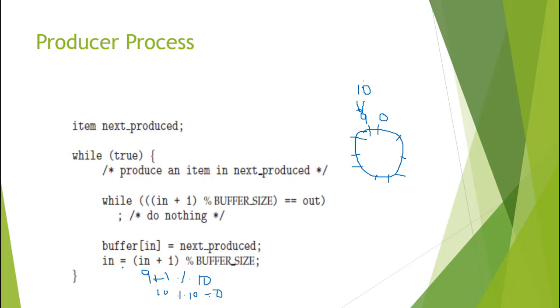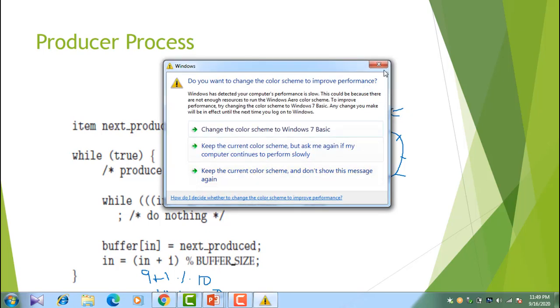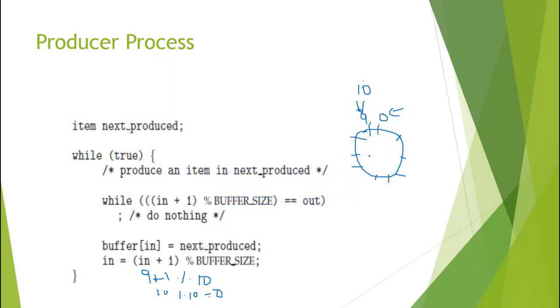Once the in pointer is pointing to the next location, now the producer will produce an item into this next location if this location is empty. If this is full, the condition in plus 1 mod buffer size will be equal to out and your producer will not produce an item. So this is the producer code.